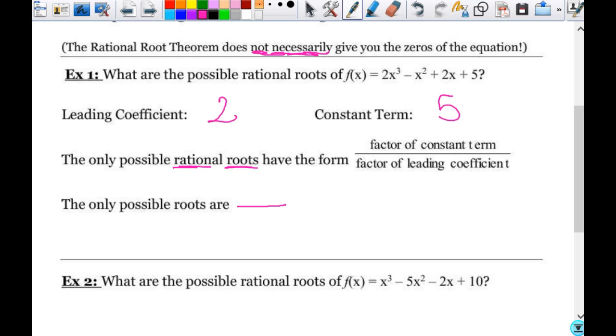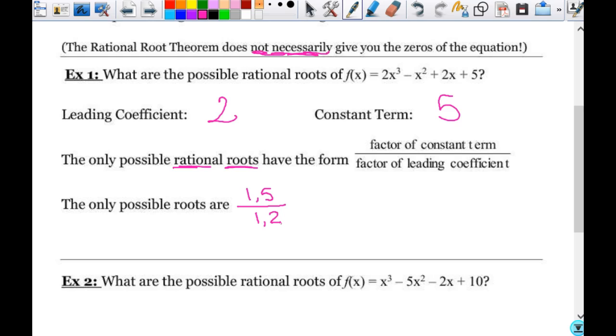But when you have this, I would list out my possibilities before I start actually writing my roots. So the factors of the constant term go on the top. What are the factors of 5? 1 and 5, right? Those are my options. And then the factors of 2: 1 and 2, okay? So these are the possibilities for the numerator and the denominator, and I need every combination of them, positive and negative, right?